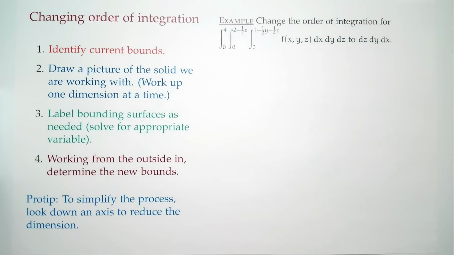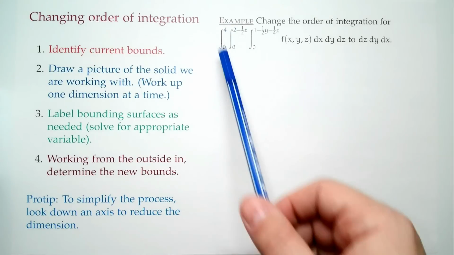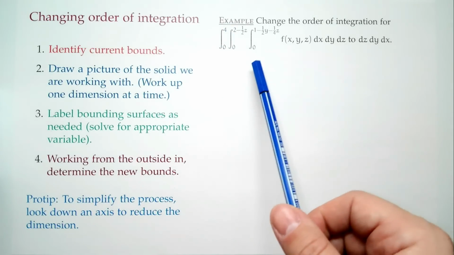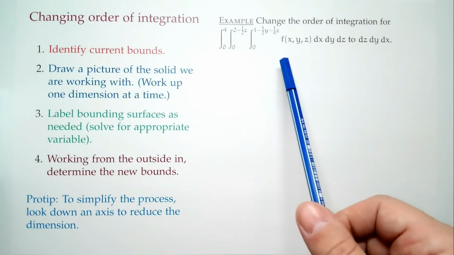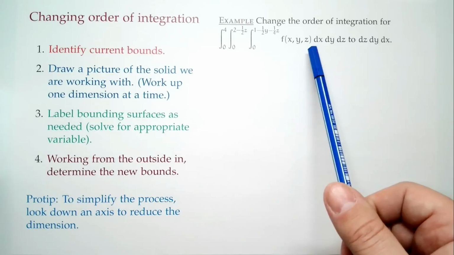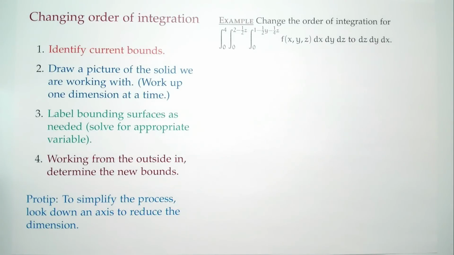So here's an example problem. We want to change the order of integration. We have this integral, 0 to 4, 0 to 2 minus a half z, 0 to 1 minus a half y minus a fourth z, f of x, y, z, dx, dy, dz. We want to go to dz, dy, dx. So we definitely can't integrate this because we don't know what f is. This is all about the bounds. All right.